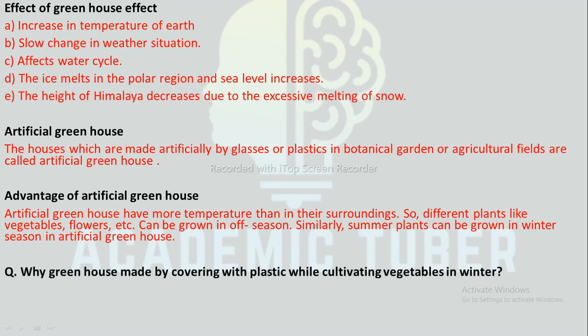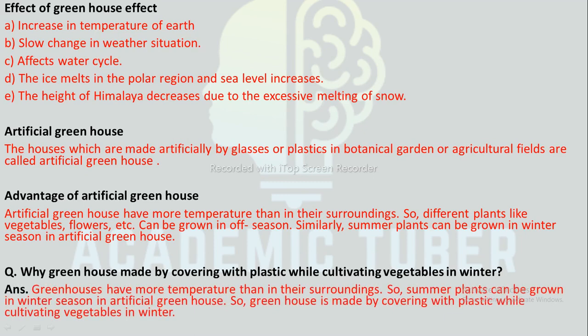So here is one question related with the topic artificial greenhouse. Why greenhouse made by covering with plastic while cultivating vegetables in winter? Greenhouses have more temperature than in their surroundings, so summer plants can be grown in winter season in artificial greenhouse. So greenhouse is made by covering with plastic while cultivating vegetables in winter.